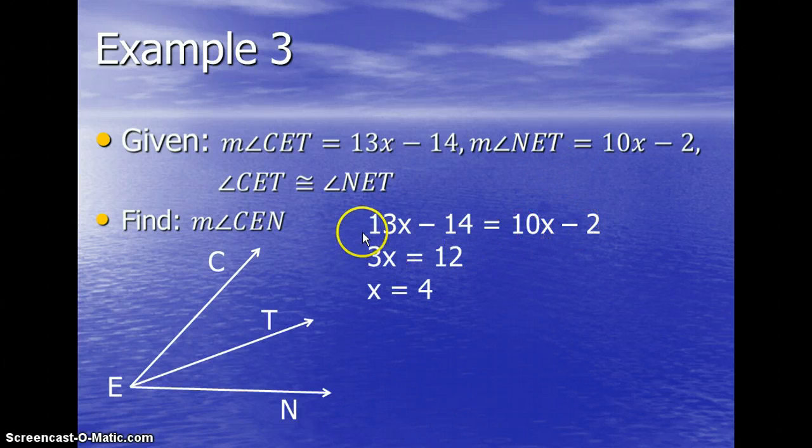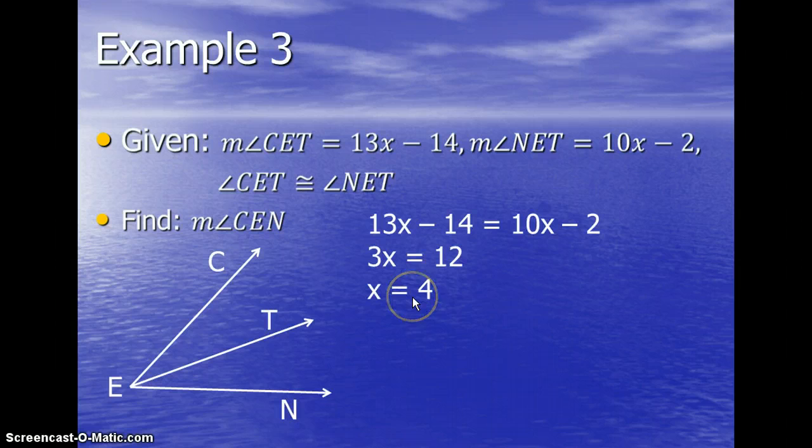So take 10x away from both sides and add 14 to both sides. And you're left with 3x equals 12. Divide by 3 and you have x is equal to 4. Now what's different about this problem from the other one is that we actually have to take that value of x and plug it in, because our final solution is to find the measure of angle CEN.